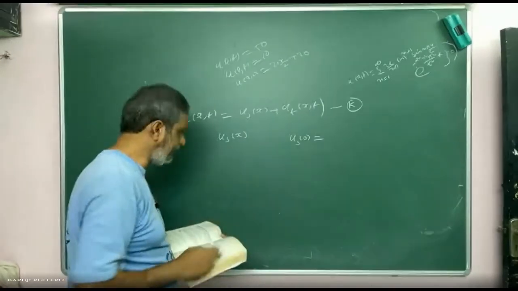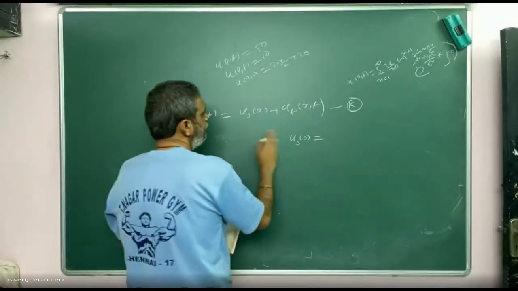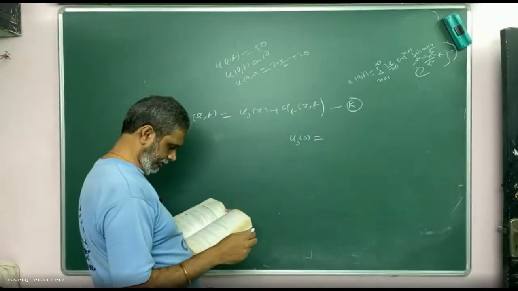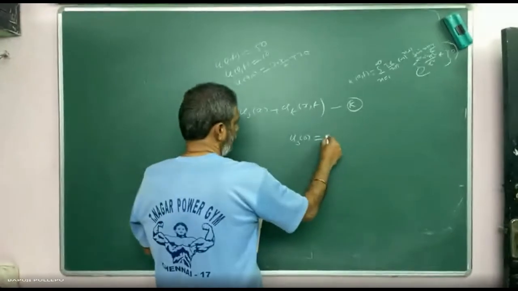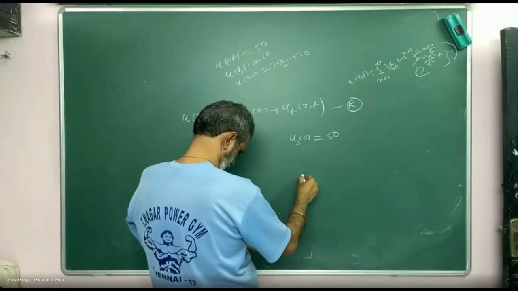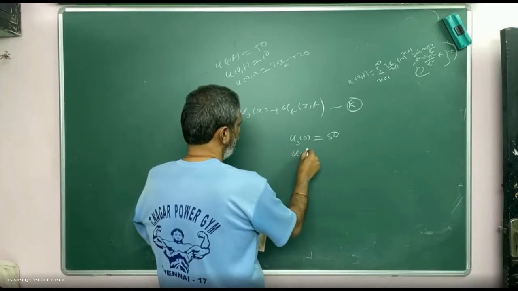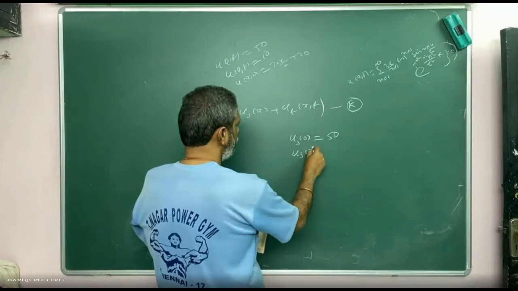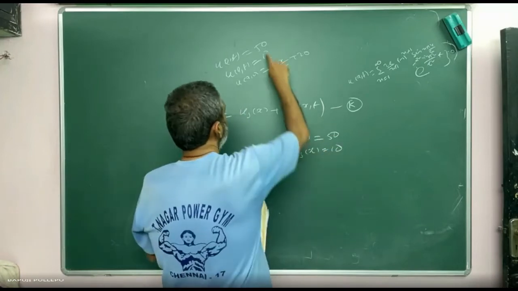Now first, in this equation I want to find Us of x. I will take Us of 0 equal to 50, then Us of L equal to 10. These two equations I will use.